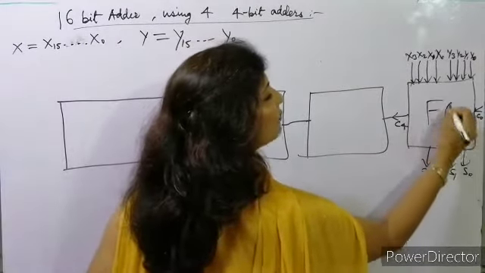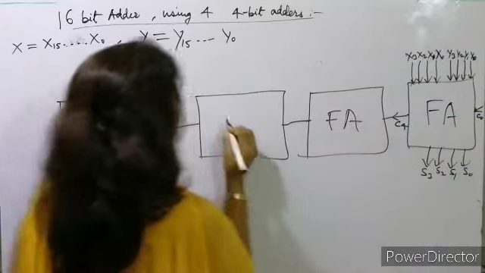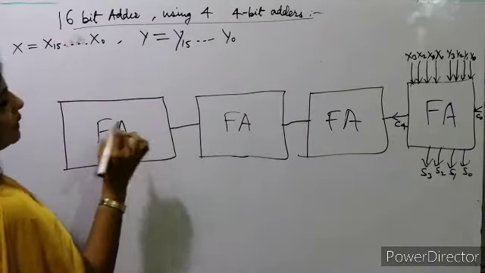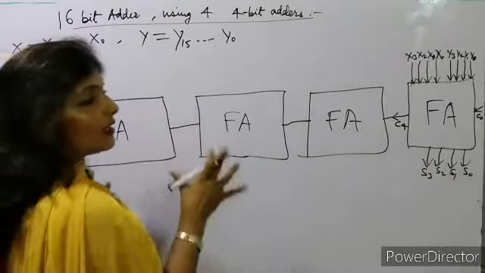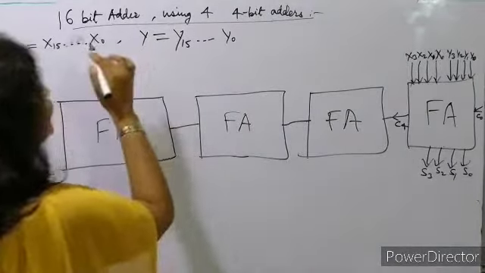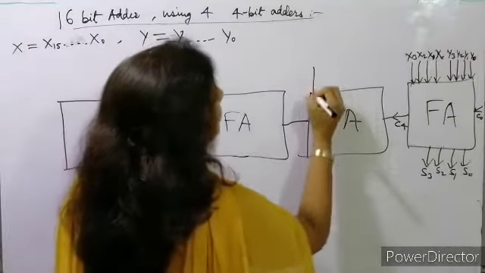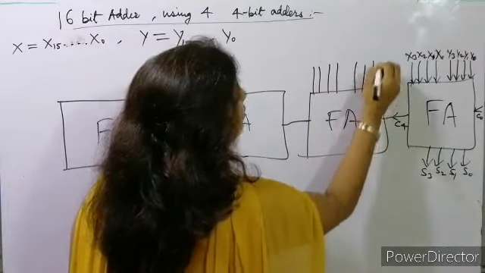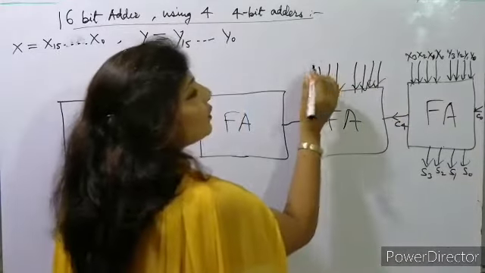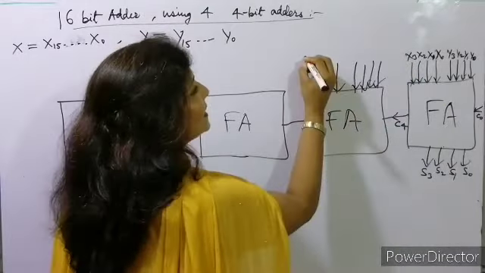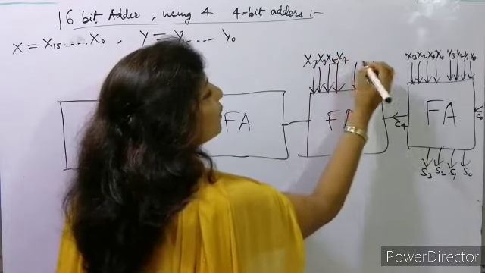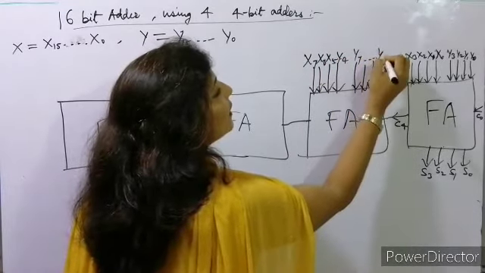This is a full adder, this is also a full adder. We have taken 4 full adders, each a 4-bit full adder. So we have taken 4-bit full adders to design the 16-bit adder. Again 1, 2, 3, 4, 1, 2, 3, 4. This is for x and this is for y. X3 is done, so now x7, x6, x5, x4, and y7 to y4.